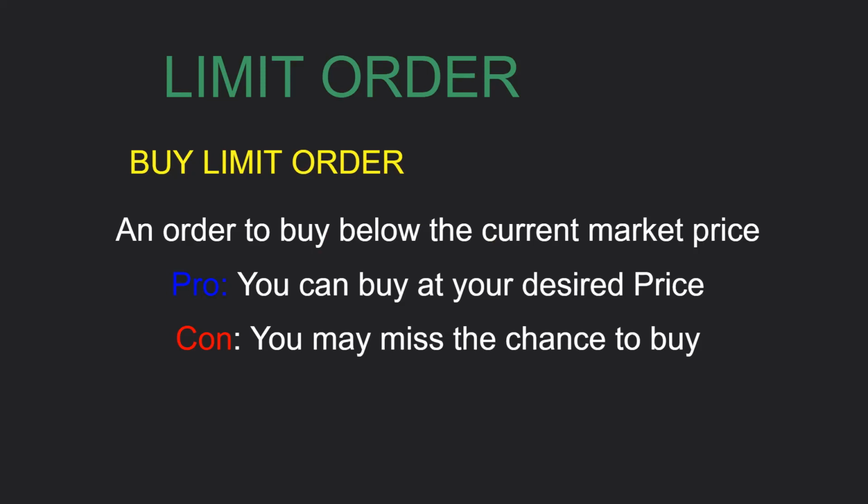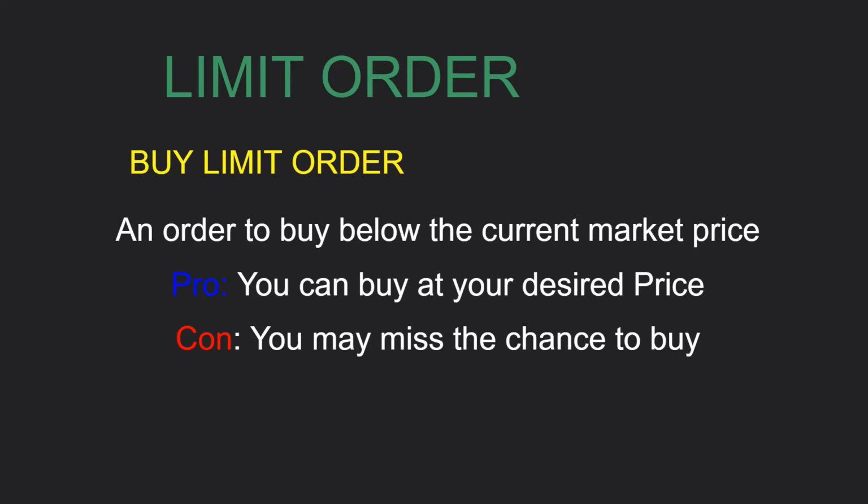The advantage of this is that it makes you buy at your desired price, or to buy at a lower price, let me put it that way. The disadvantage is that you may miss the chance to buy. If you put a limit order, let's say the price of gold is 2030 and you're putting it at 2025, it's possible that the gold price may not drop back to 2025. Instead, it will continue from that 2030 up to 2050.